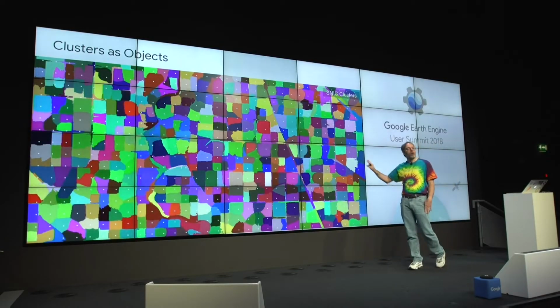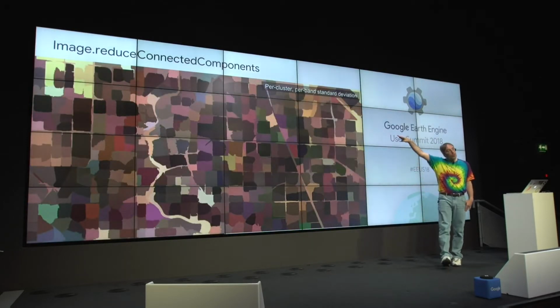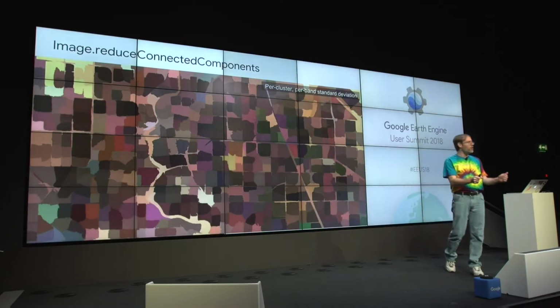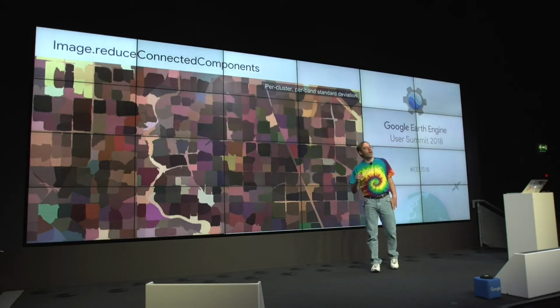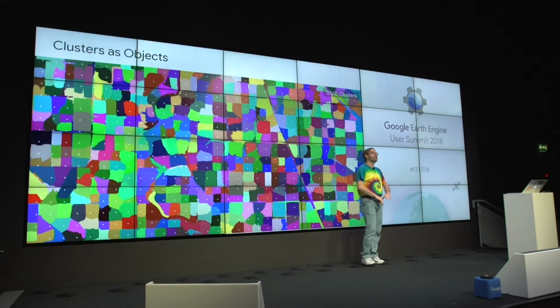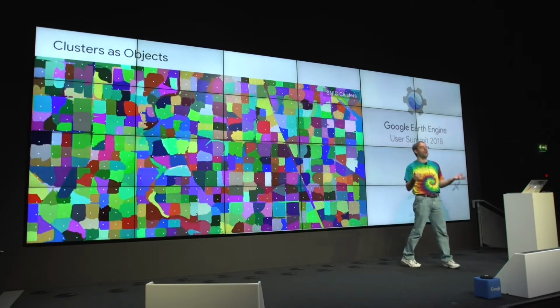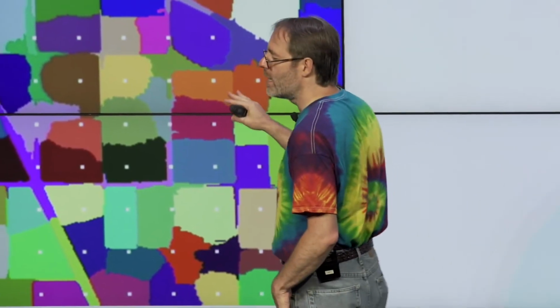Here's some clusters. Assume for a minute that they're the right clusters. One thing we can do is, using a new tool, and this is the important part of this whole talk, by the way, reduce connected component. Previously, you could take all these things, you could turn them into vectors, and you could do all kinds of vector-based stuff. Distance, perimeter, all that sort of thing. But the process of doing that has significant limitations in Earth Engine. The size of a table that you can generate in Earth Engine has limits.